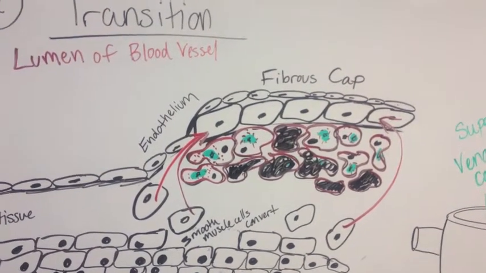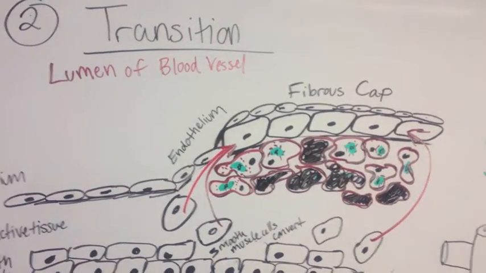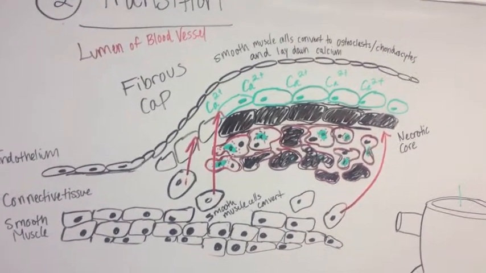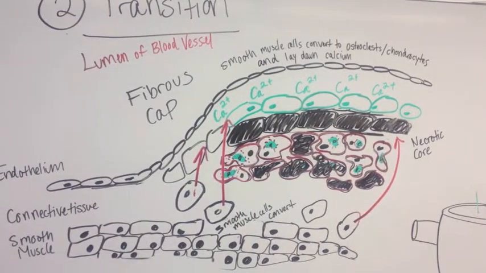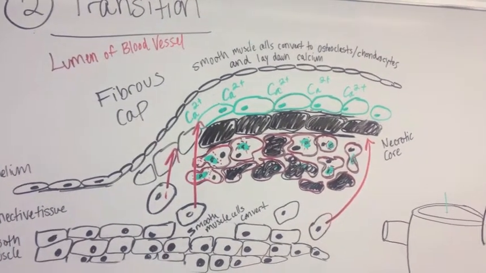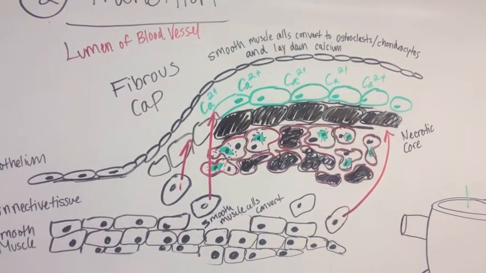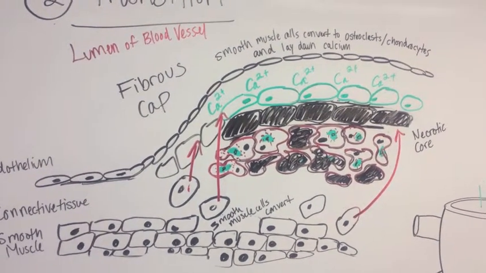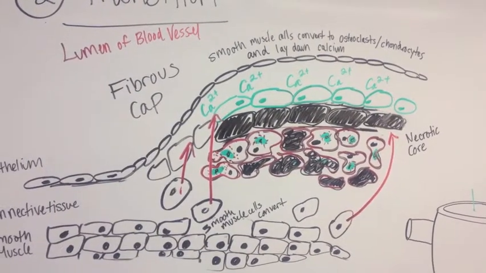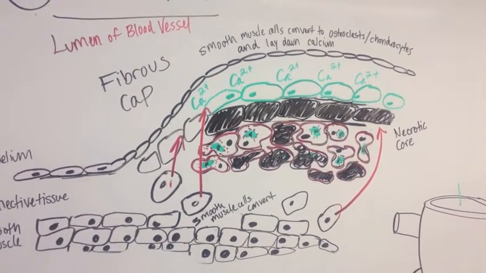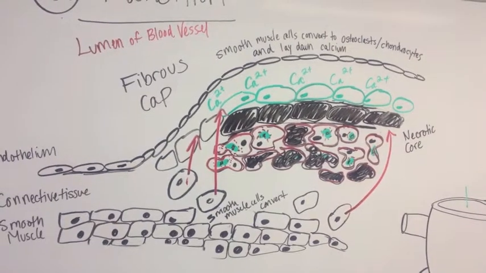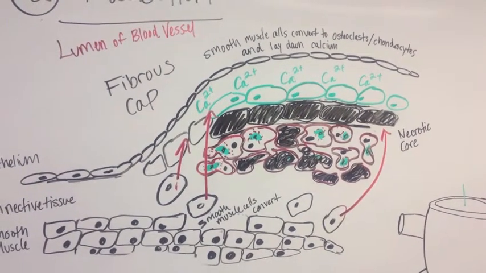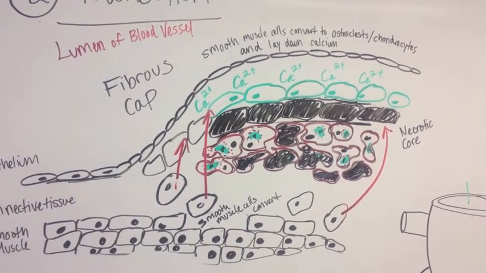This is the beginning of the formation of the necrotic core. The smooth muscle cells that were first recruited die and contribute to development of the necrotic core. Continuous movement of smooth muscle cells promotes the conversion of smooth muscle cells to osteoclasts or chondrocytes above the necrotic core underneath the endothelium, where they begin to lay down calcium.